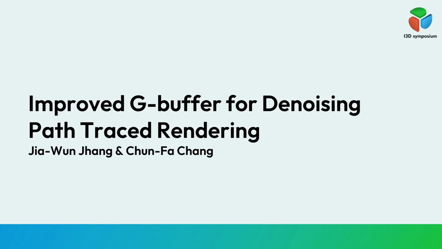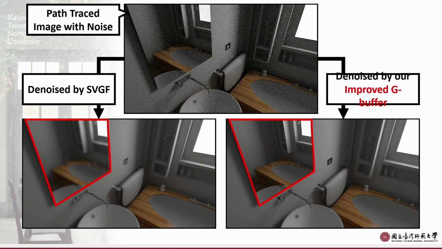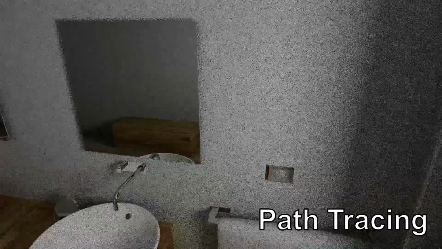Good afternoon. Our method uses path tracing to update the G-buffer for denoising. The image on the left uses SVGF, but it has some blurred reflections on the mirror. Our method uses an improved G-buffer, which has more geometry information, so we can get a sharp shape in the reflection. And these are some results.